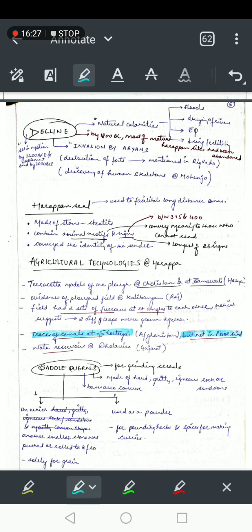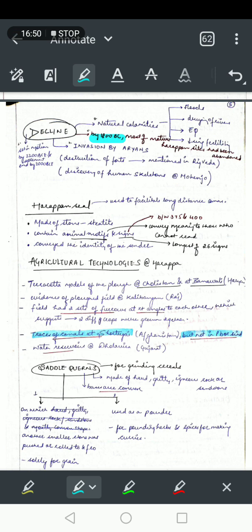Now we are moving to the decline of this Harappan civilization, how it declined. This decline set in motion by 2200 BC, and it ended by 2000 BC. By the year 1800 BC, most of the mature Harappan sites like Kalibangan, Harappa, Mohenjo-daro had been abandoned.